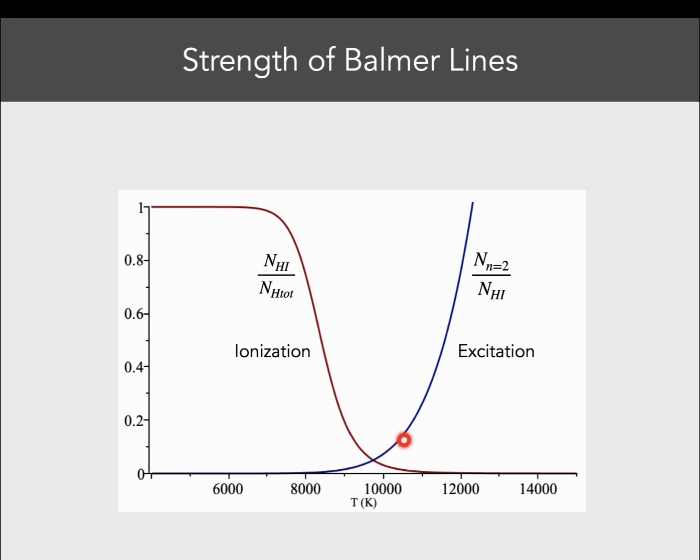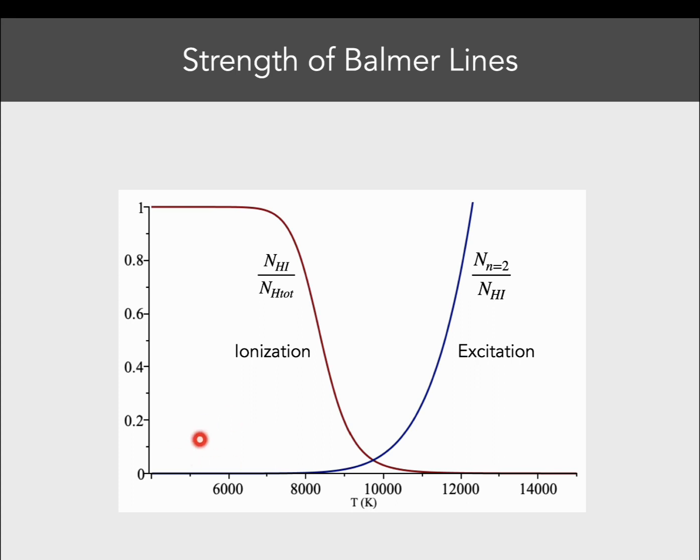But the blue curve shows the population of the n equals 2 state in hydrogen. We've got to have those hydrogen atoms in the n equals 2 state in order to see the Balmer lines. So when this curve goes up, the strength of the Balmer lines goes up. So you can see what's happening. There's a competition between two different effects. If the star gets too hot, everything becomes ionized and you don't see the Balmer lines, but you're getting higher populations in the n equals 2 state of those hydrogen atoms that are still left over.